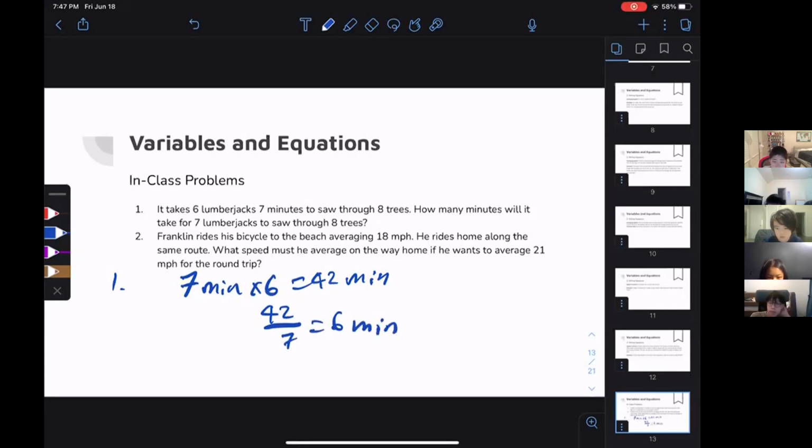Yeah, that's right. So as he said, if you can't do it all in one step, first you find how long it takes for 1 lumberjack to do it, since the only thing that's changing here is the number of lumberjacks. For 1 lumberjack, it'll take them 6 times as long, since they work 1/6 as fast. So it'll take 7 times 6, which is 42 minutes. And as he said, 42 minutes divided by 7, since 7 lumberjacks work 7 times as fast and thus would take 1/7 the amount of time. It will take them 6 minutes to saw through the same number of trees, or 8.